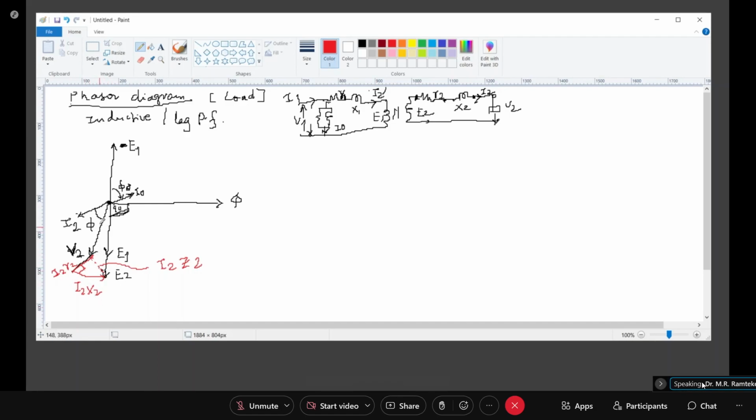This is the phasor diagram. This is the V2 voltage. To that we are adding this drop I2R2 and I2X2 and I get E2. Clear? Now we'll move to the primary side.